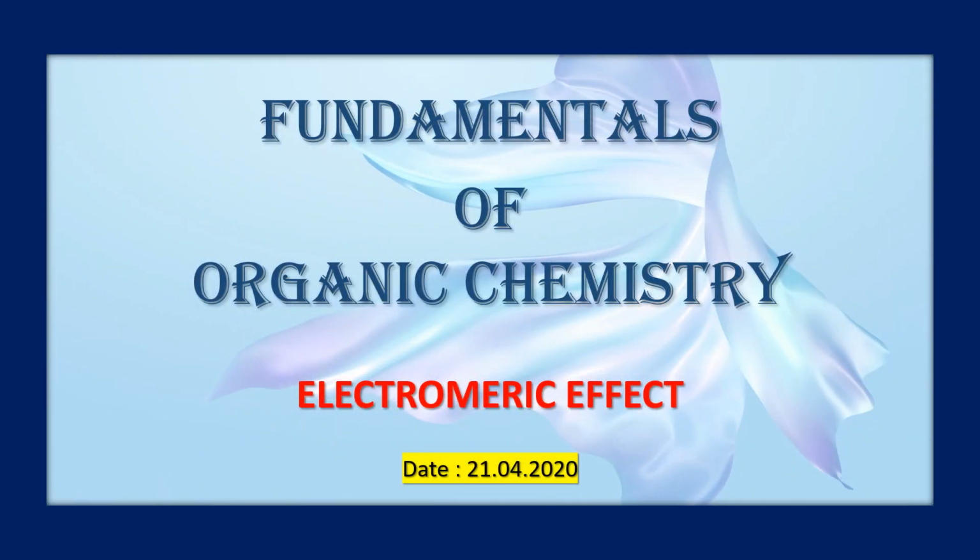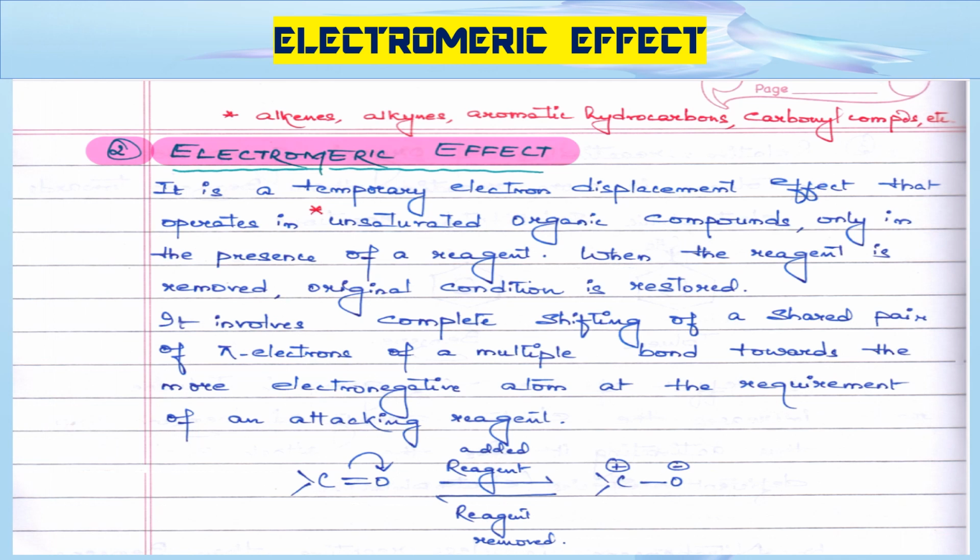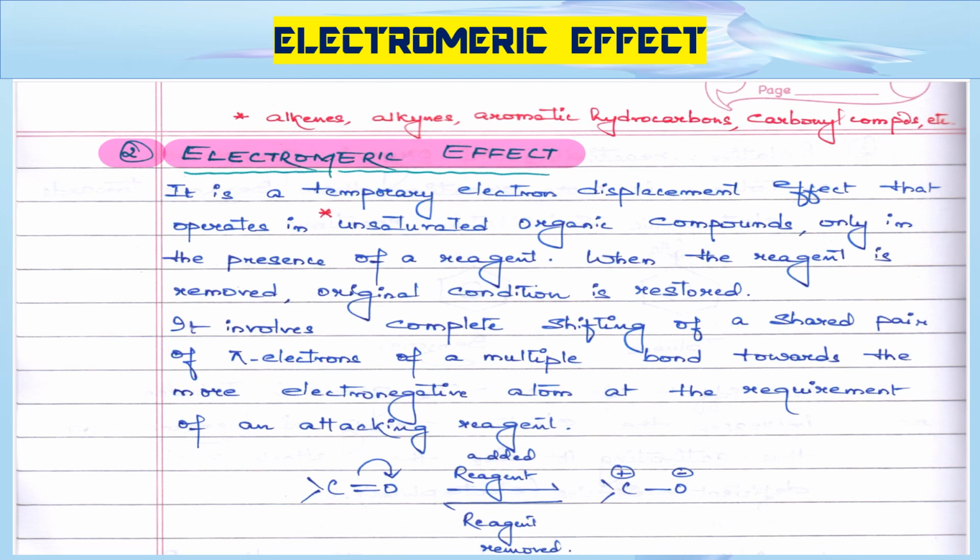Good afternoon, students. Today, we'll continue our lecture series on fundamentals of organic chemistry. And in this class, we'll study the next electron displacement effect that is observed in organic compounds, known as electromeric effect. So electromeric effect is a temporary electron displacement effect that operates in unsaturated organic compounds.